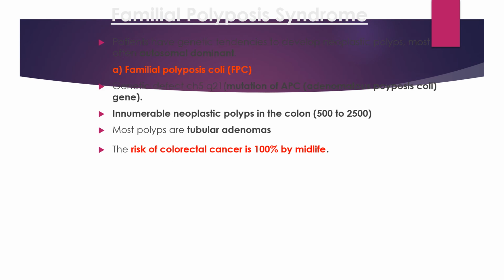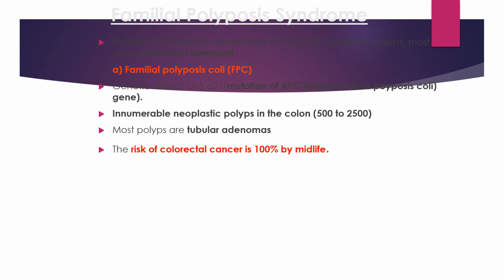Familial polyposis syndrome, or familial adenomatous polyposis, is an autosomal dominant disorder in which patients develop numerous colorectal adenomas in their teens. It is caused by mutation in the adenomatous polyposis coli gene, the APC gene. At least 100 polyps are necessary for a diagnosis of classic familial adenomatous polyposis, but sometimes as many as several thousands may be present.